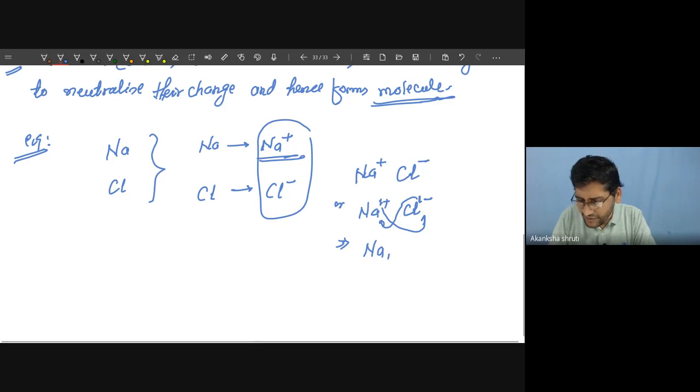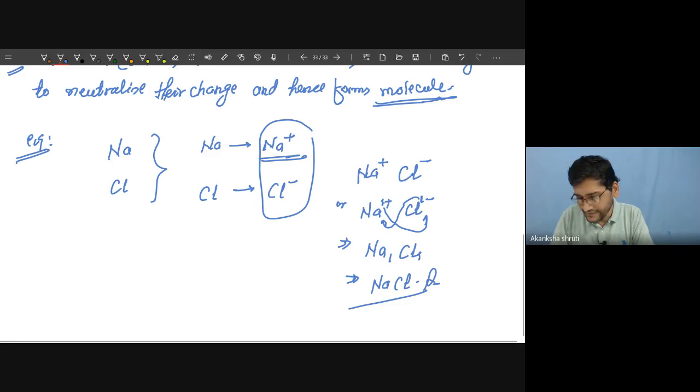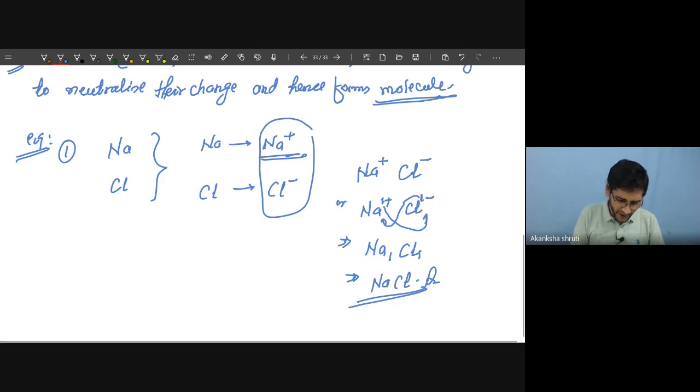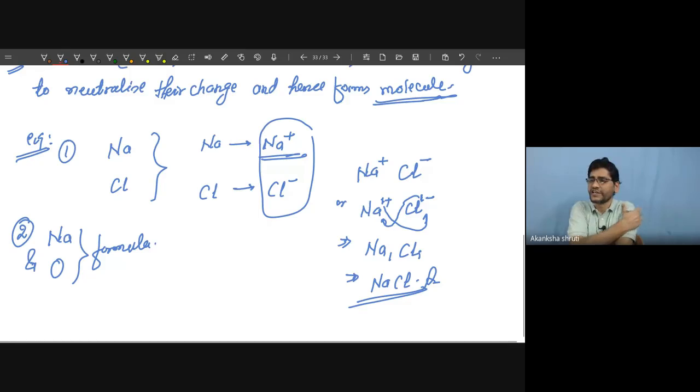So it is like Na1 Cl1. This will be the molecule, but 1 is not written, so these two 1s can be dropped. So ultimately the formula becomes NaCl. This is the answer, or this is the formula. Students, similarly you can also think for the second. Let us consider Na combining with oxygen. What will be the formula? If Na is combining with oxygen, then what will be the formula? Students, do with me.